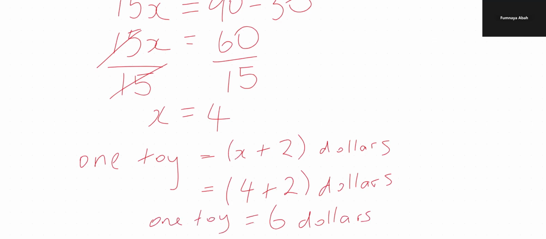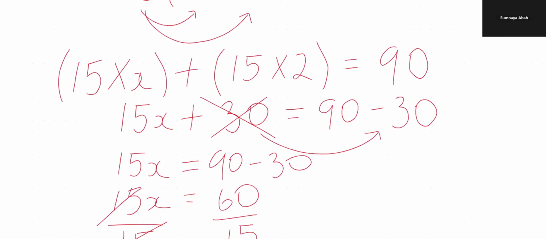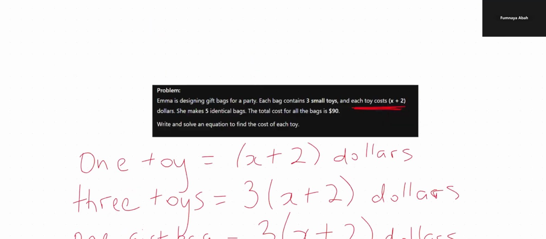So again, it's very important that we read the question because students can make common mistakes like that. So always make sure you know what the question is asking you for. So we found the cost of one toy, which is $6, but the value of x when we solved this out was equal to 4.